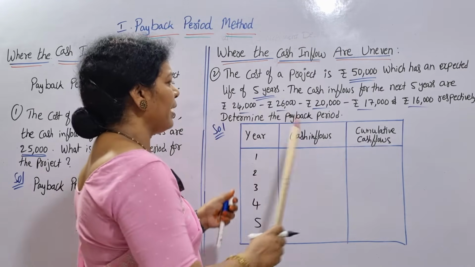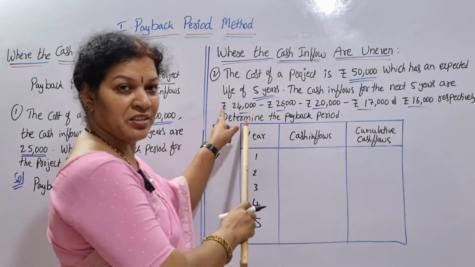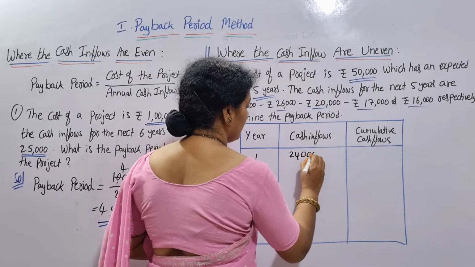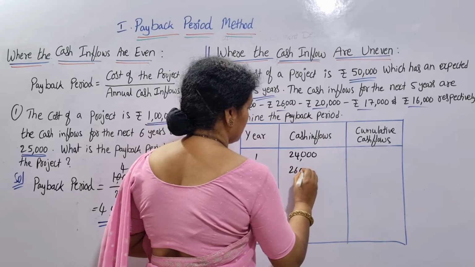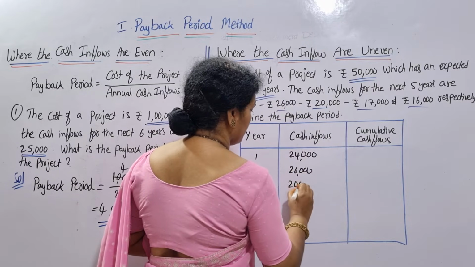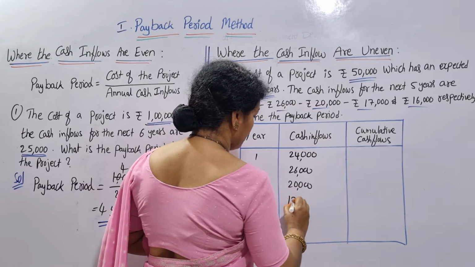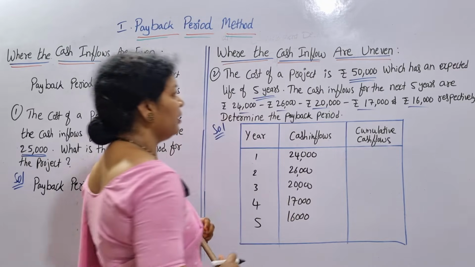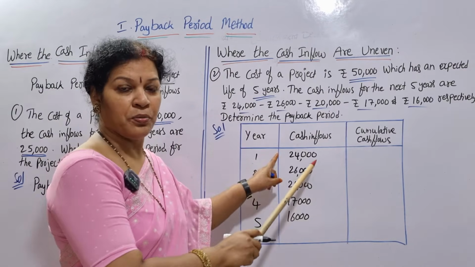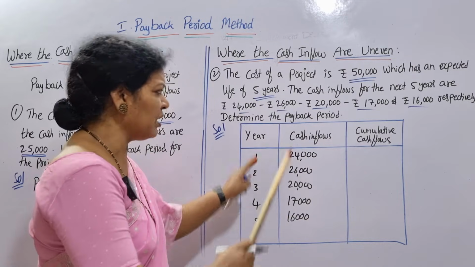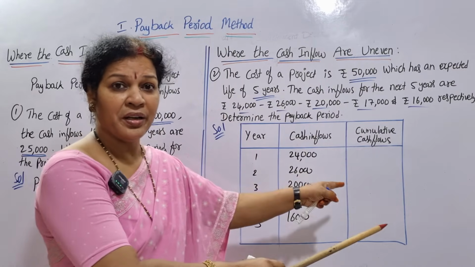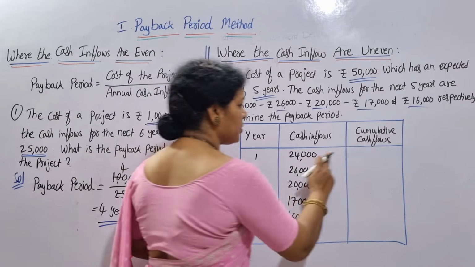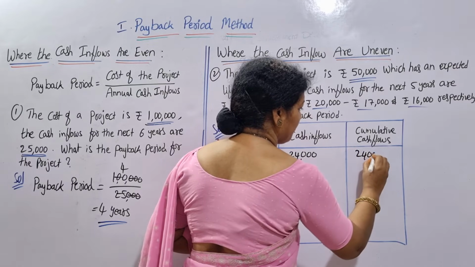5 years. Cash inflows: every year's inflow you will write, whatever data is given, the same one I am writing here. First year is 24,000. Second year 26,000. Third year 20,000. Fourth year 17,000. Fifth year 16,000. Okay. Now cumulative cash flow. Only one more column you are writing. These two columns are as per the given data only, and we are writing only one extra column, that is cumulative cash flow. Cumulative means the first one we write as it is, 24,000.